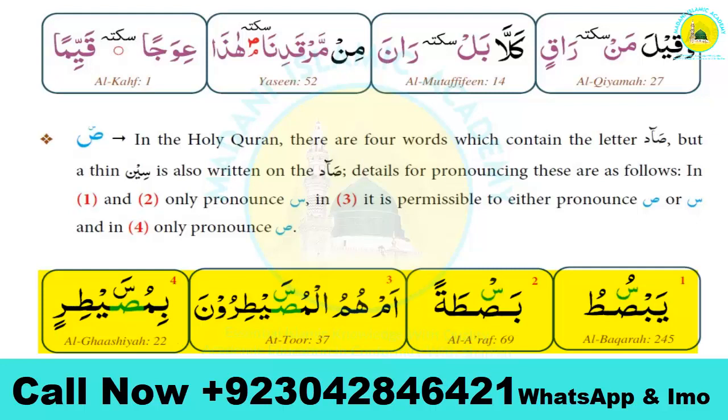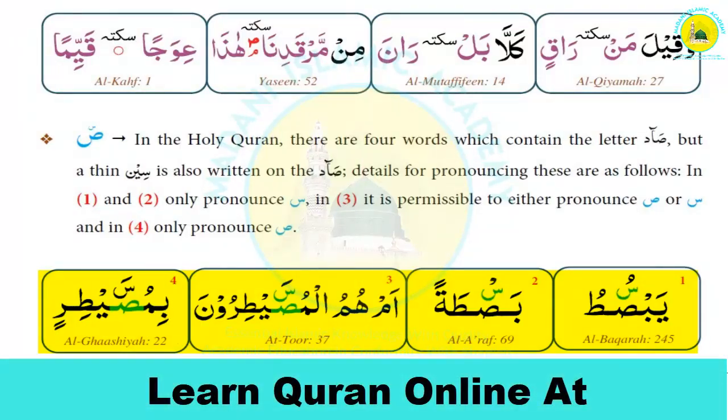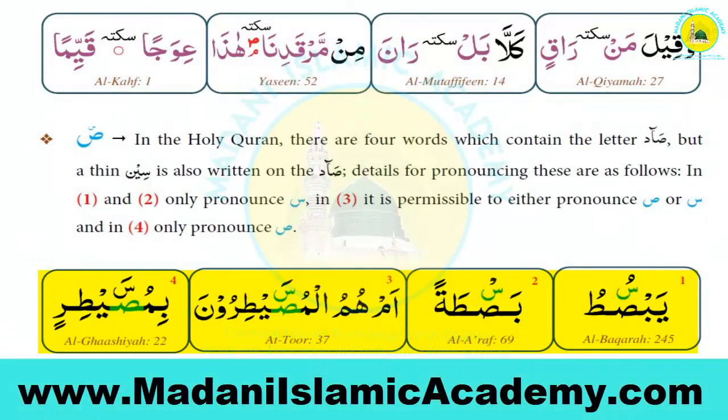Now box number 4, only pronounce the Sad. So you can see the Sad is highlighted blue. In this case we will not read the Seen, but we will read the Sad. بِمُصَيْطِرٍ.